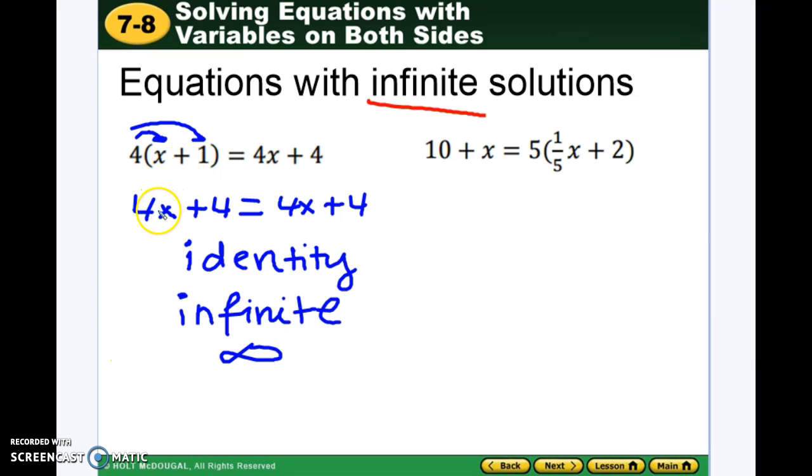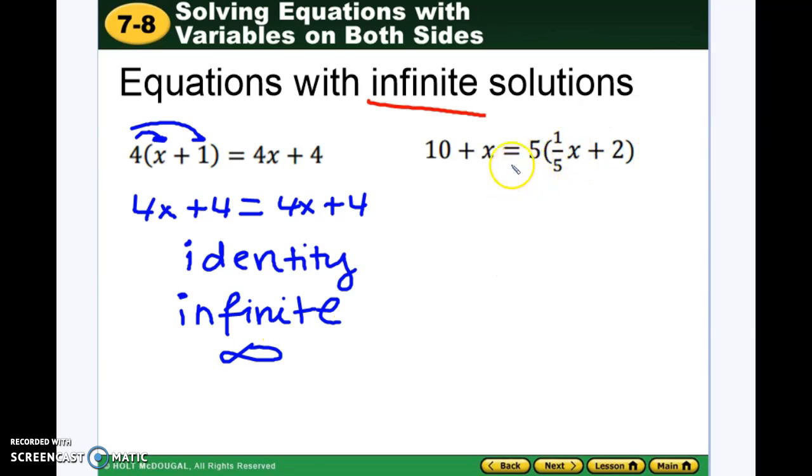No matter what number we plug in here, we will always make it true. If I plug in a 1, it will be true. If I plug in a 0, it will be true. If I put in a fraction, no matter what number you put in here, it will make it true. And this is the symbol that we use for infinity.